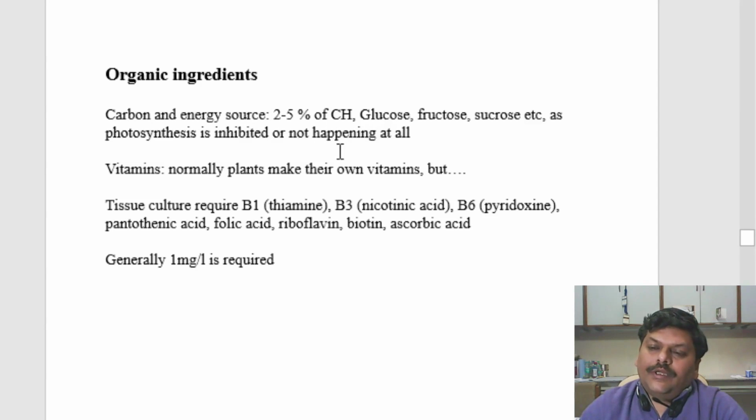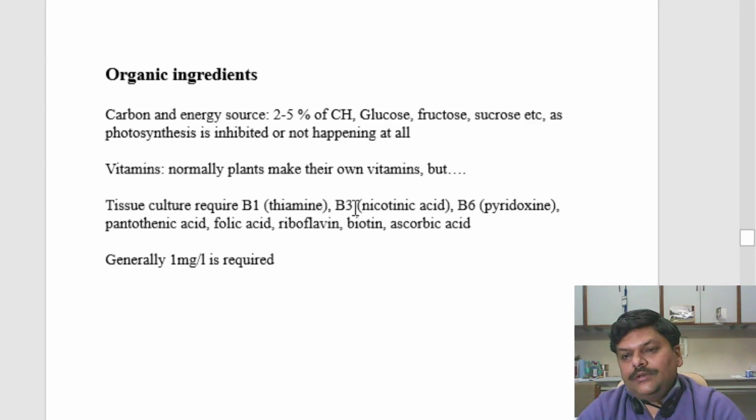Organic ingredients are related to carbohydrate, that means a source of energy. Say, for example, humans, we get energy for our functions from sugars, carbohydrates. Same way, plant cells also need energy, and they also get their energy in the form of carbohydrates. The most popular carbohydrates which we provide as an energy source in plant tissue culture are these mono or disaccharides: glucose, fructose, and sucrose.